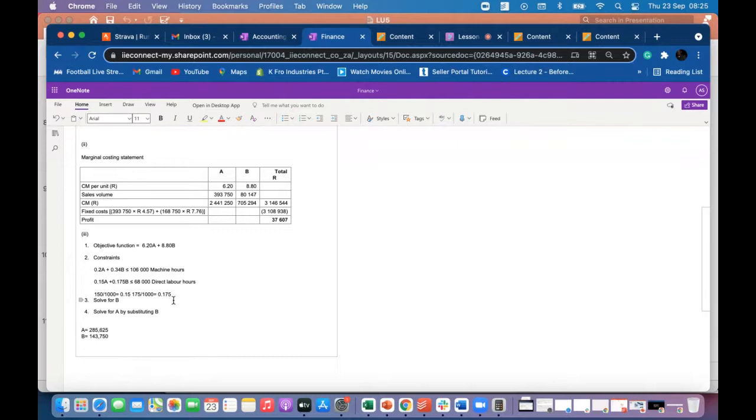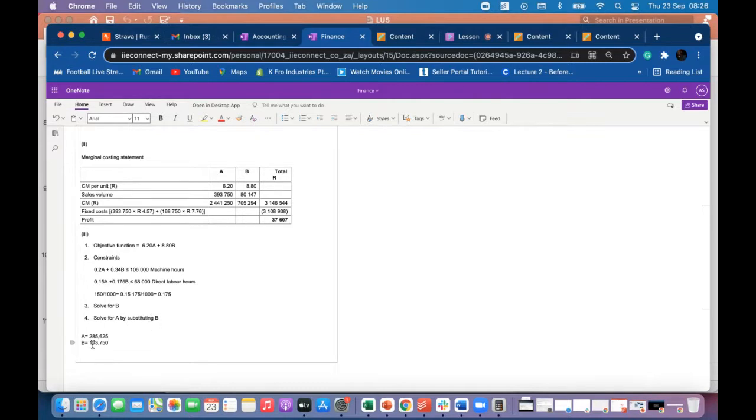Right. Then we build our equation for direct labor hours, and now this is the part where we need to solve for B. This would typically be X, because Y would usually be Y. So we then solve for B. After you solve for B, we then solve for A by substituting in B.